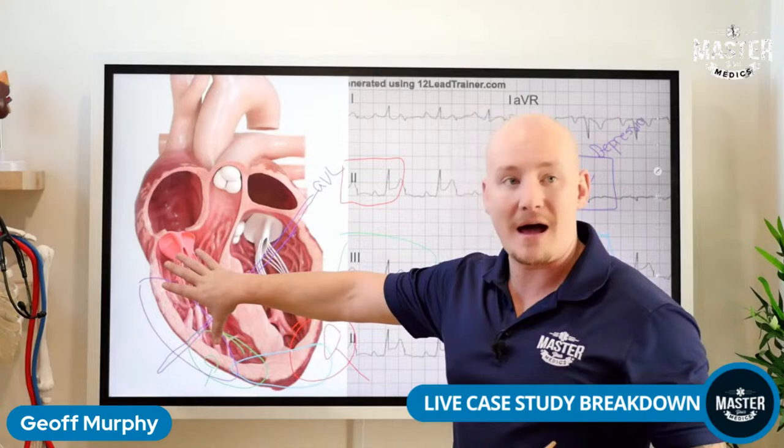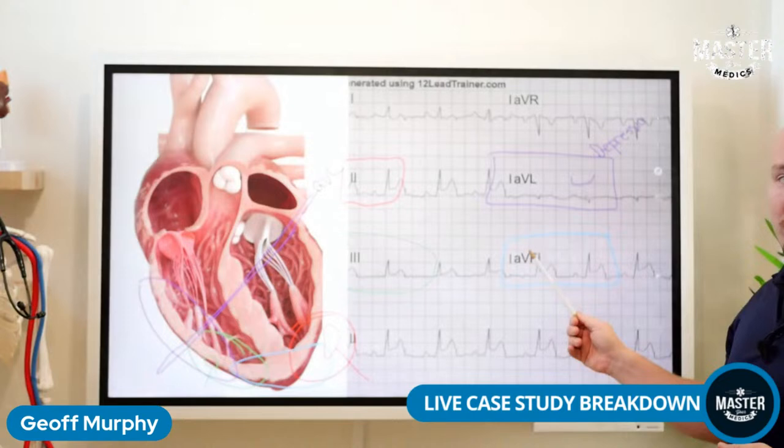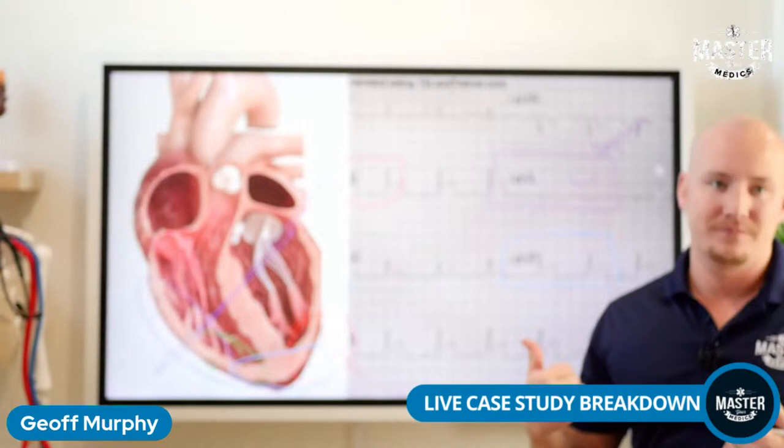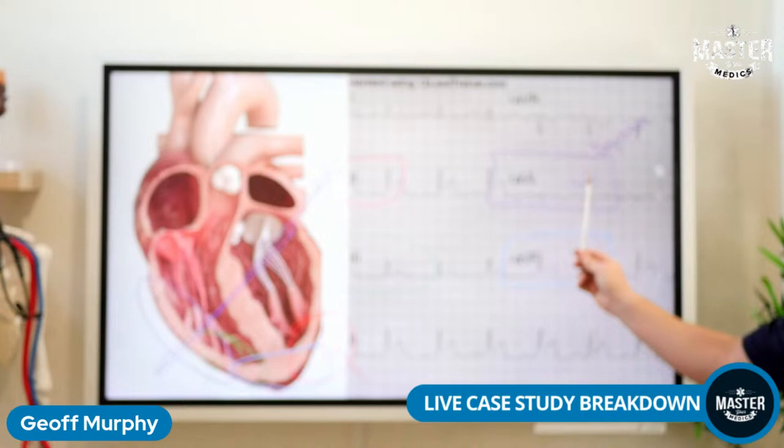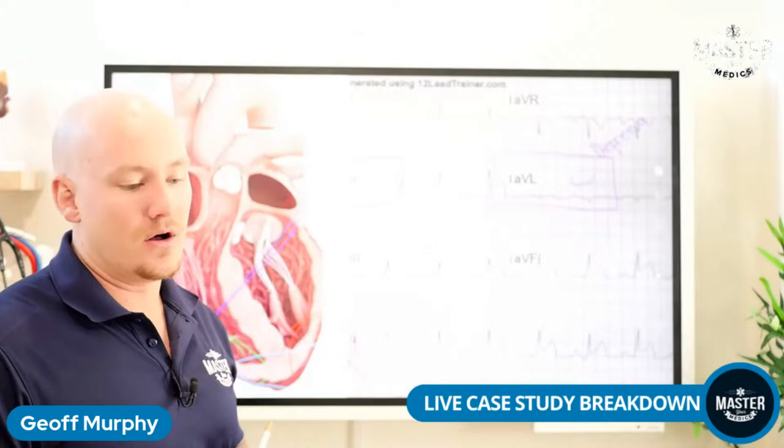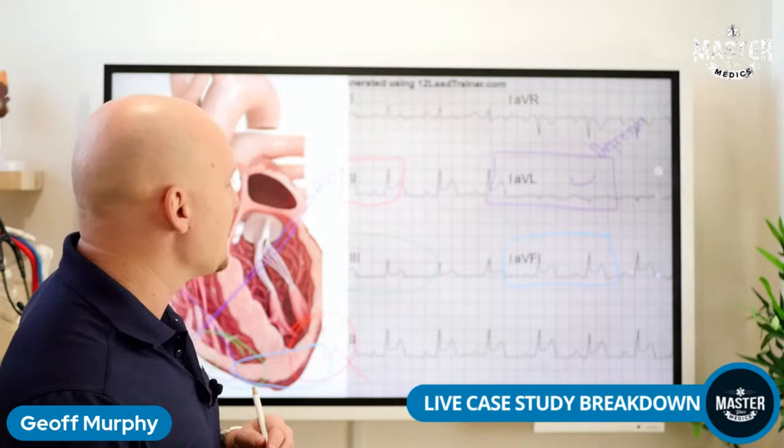It's actually a very useful lead. It's actually the lead that I look at first over 2, 3, and AVF. That is simply because it's often early and it's often very indicative of an inferior myocardial infarction because of its direct view at that lateral wall, the right ventricle. Okay, so that's the physiological things that we're actually looking at.